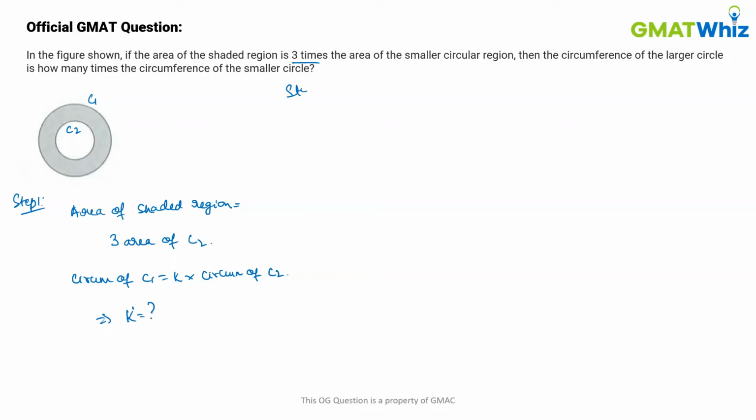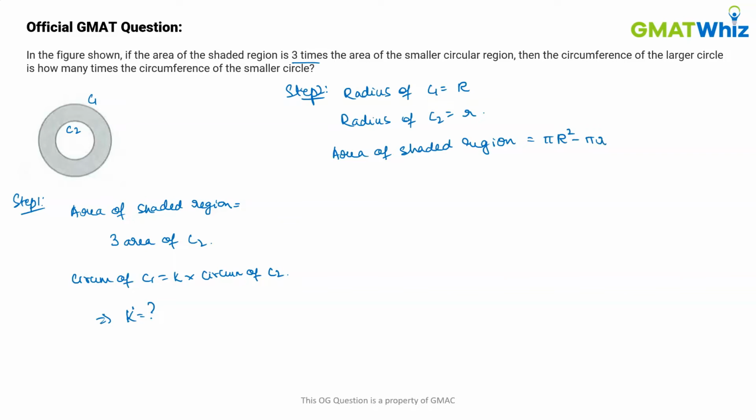Now let's move on to step 2 and understand the methodology of the solution. Let us take the radius of C1 to be equal to capital R and the radius of C2 to be equal to small r. Then area of shaded region will be equal to the difference of the areas of the two circles, which is equal to pi of capital R square minus pi of small r square. This gives us pi times capital R squared minus small r squared.